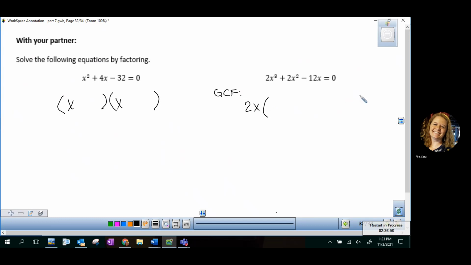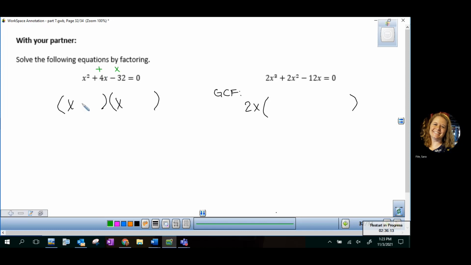All right, that's time. Let's look at this. So in the first one, the A value is an understood 1 right here. So I know the x squared factors will just be x times x. So then I simply have to find the factors of negative 32 that add to 4. So what two numbers multiply to give us negative 32, but add to give us 4?